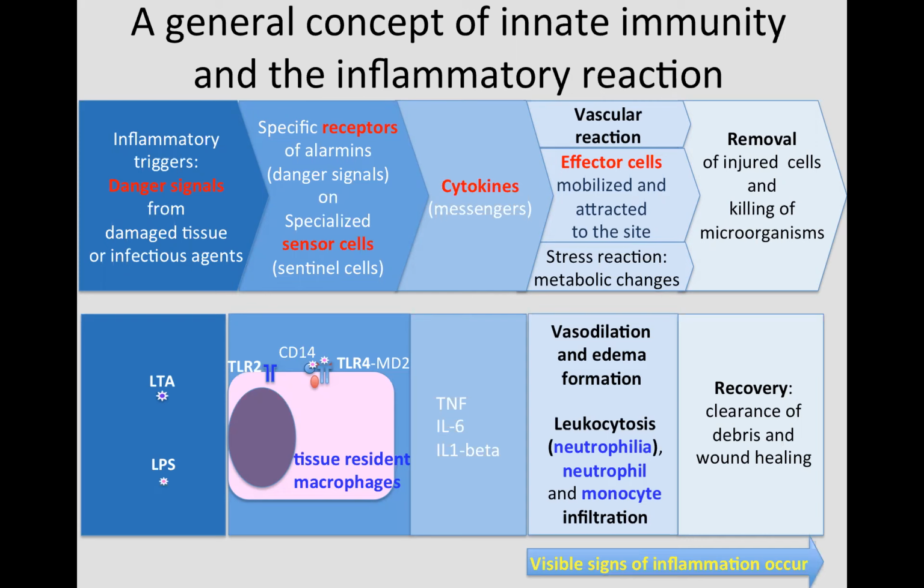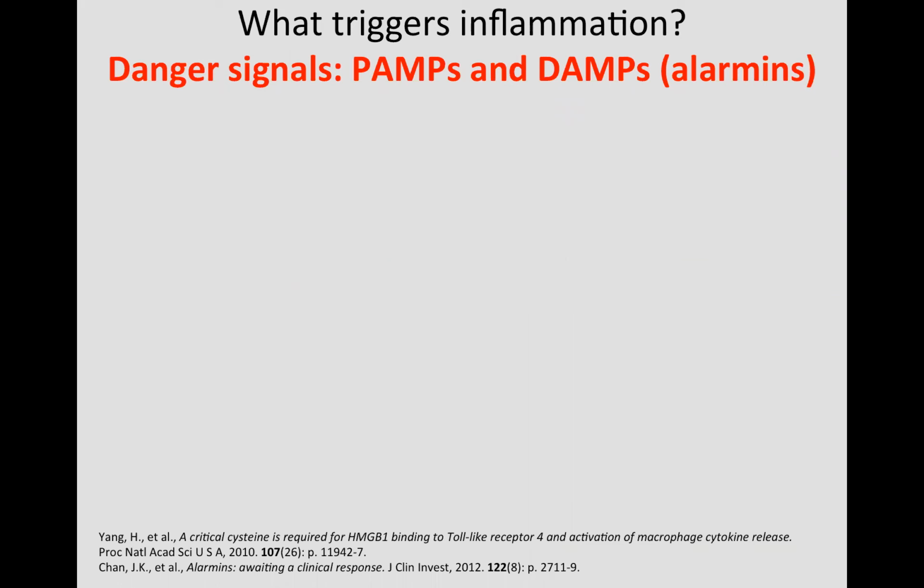The visible signs of inflammation occur only after the effector cells are mobilized or the vascular reaction happens. Nothing is visible from the first part normally. So what are these danger signals? We classify them as PAMPs and DAMPs.